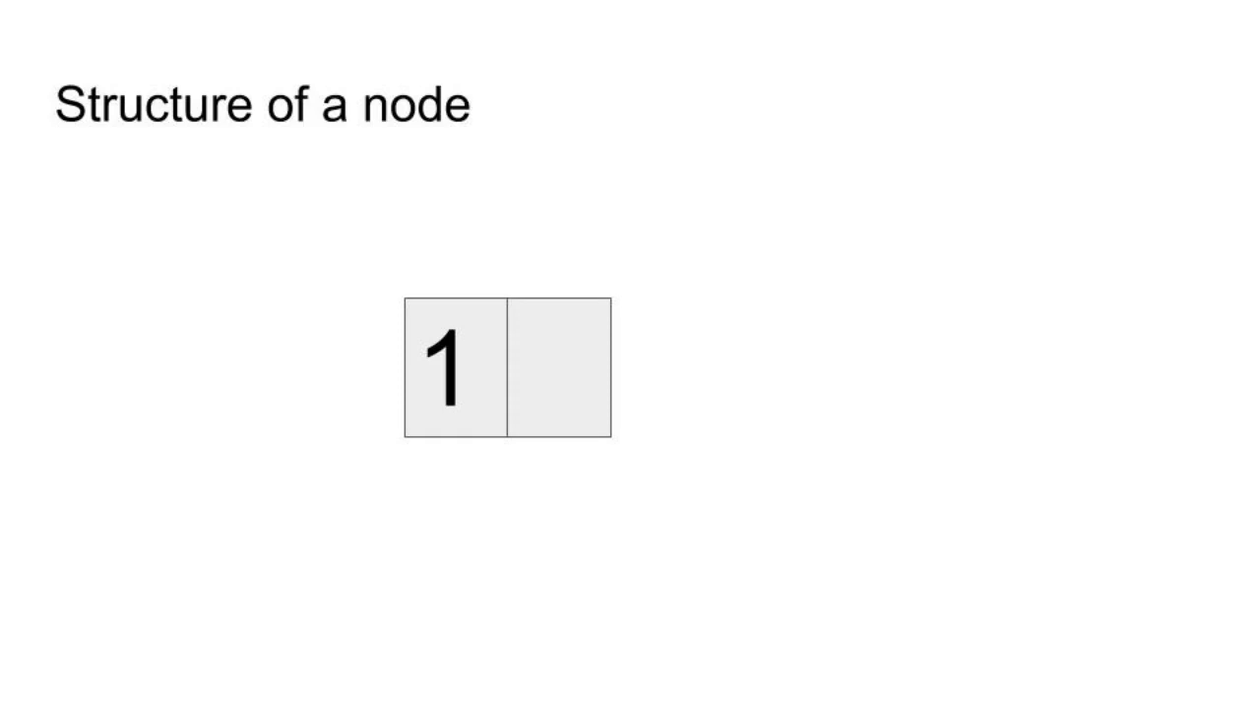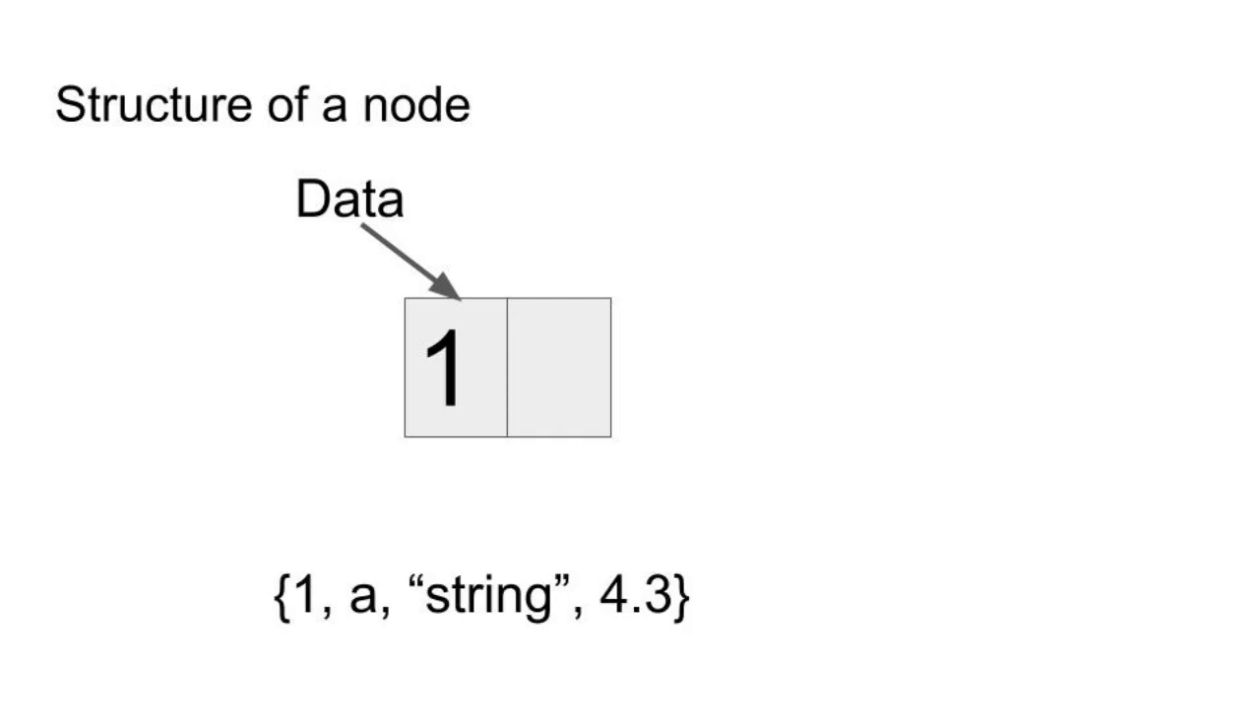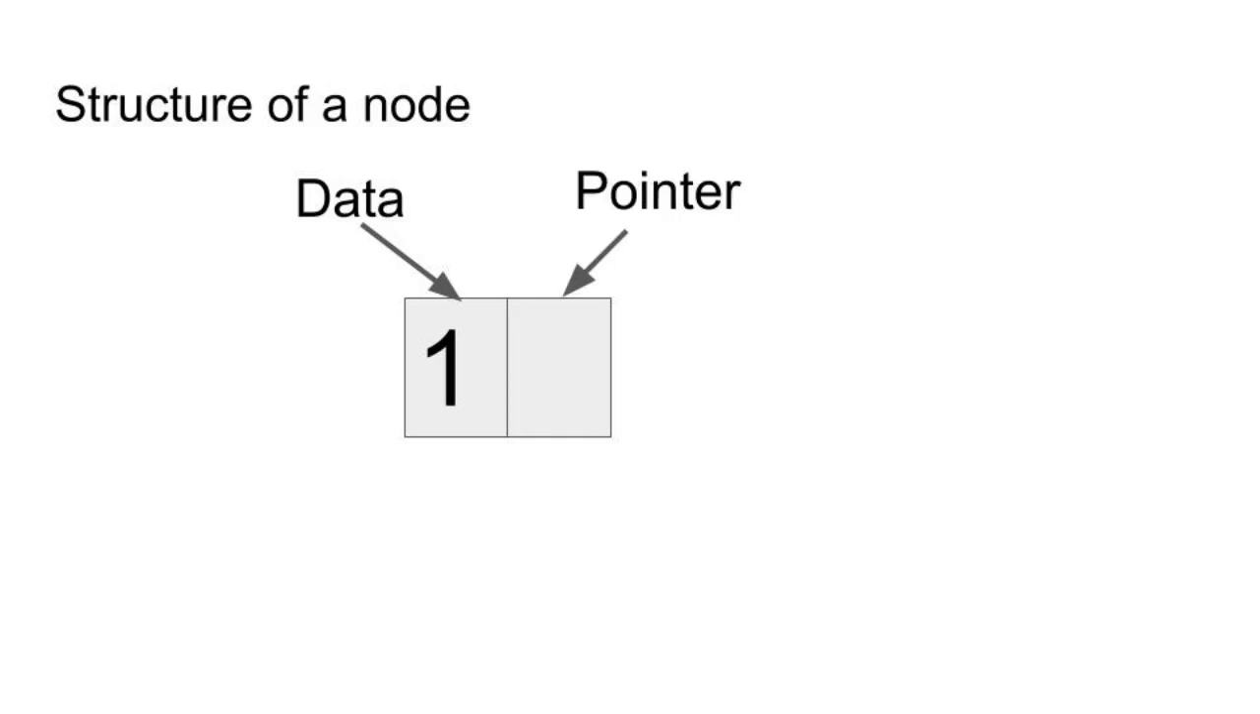Okay, so the basic structure of a node in a linked list looks like this. Here we can see that the data field contains the integer 1, and it can be any type of data such as string, float, integer or character. Whatever data you want to store is part of this one field. The second field is the pointer, which contains the address of the next element. If there is no next element, then it is null.